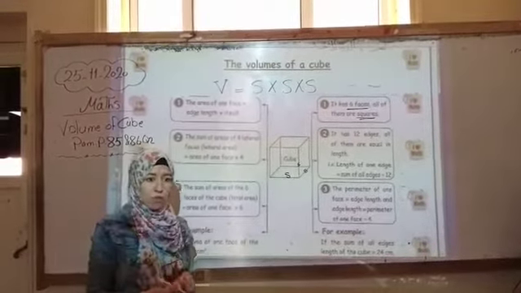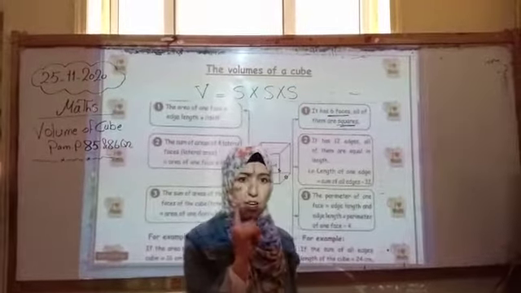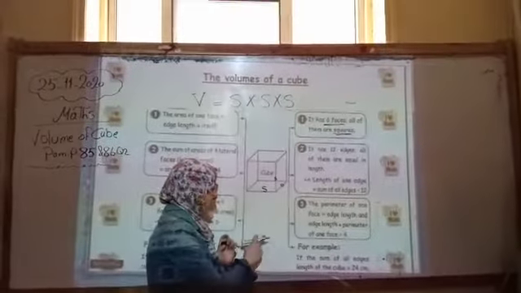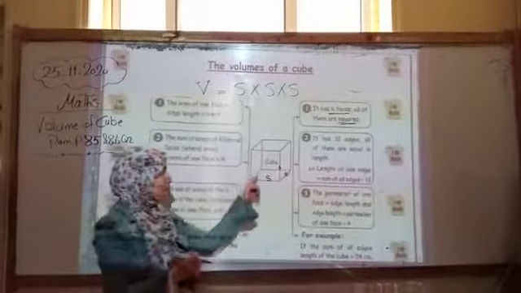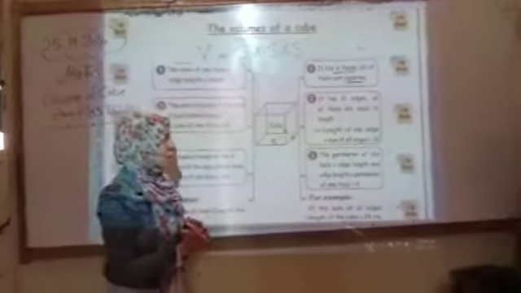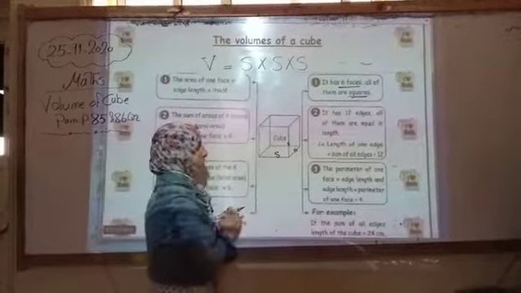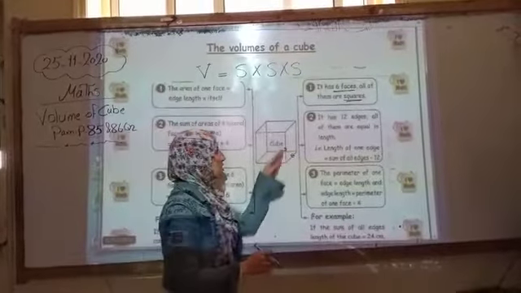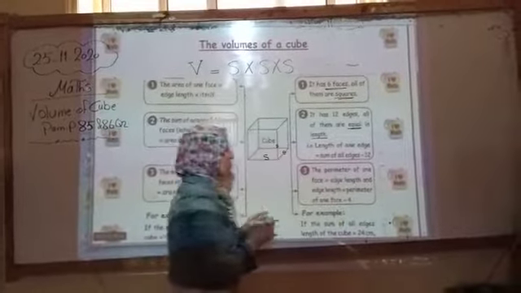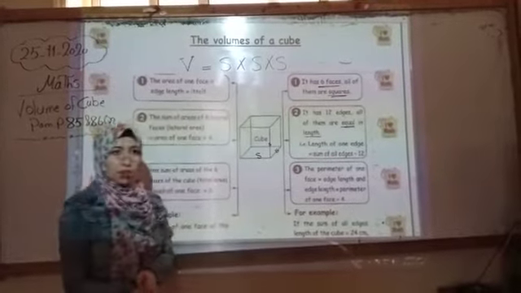Okay? To get volume of cube, we want only the side length, because in a cube, all of its faces are squares. So, sides of a square, all of them equal. Each two opposite sides equal. And also the 12 edges of the cube are equal in length. All of the edges equal in length.